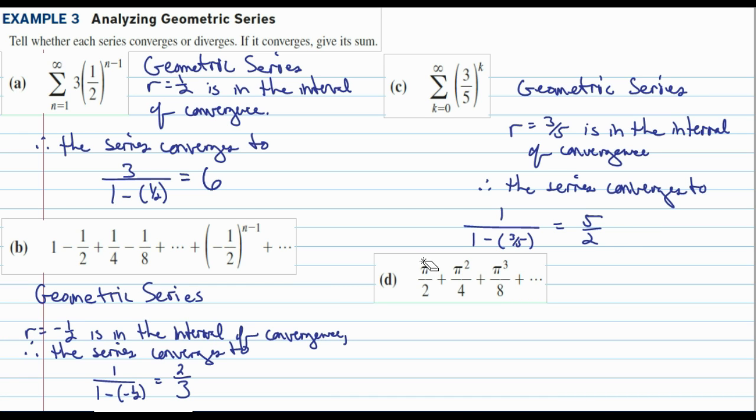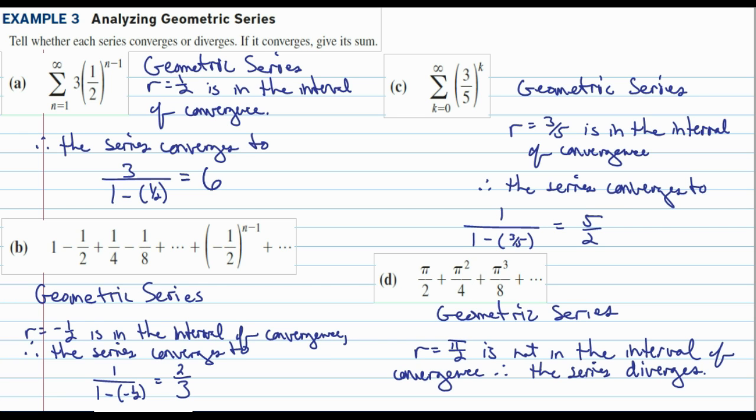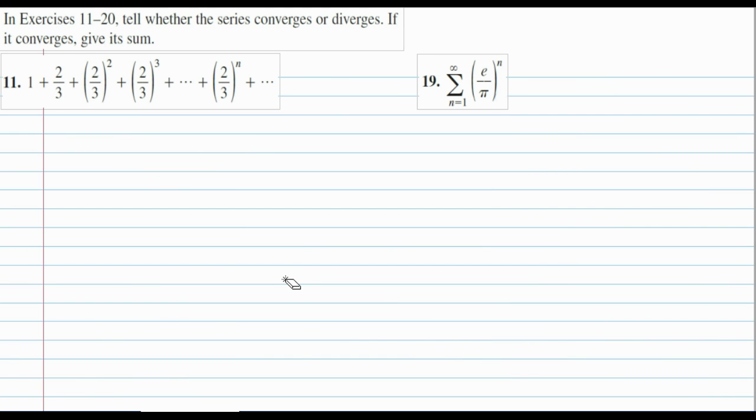Part D, we've got pi over 2 plus pi squared over 4 plus pi cubed over 8. Again, this is a geometric series. The r value, the new thing getting multiplied by each term, looks to be pi over 2. Now, pi over 2 is not in the interval of convergence, so 3 point something divided by 2 is going to be greater than 1. Therefore, this series is going to diverge. We can't tell what it's going to sum up to. It's going to diverge.